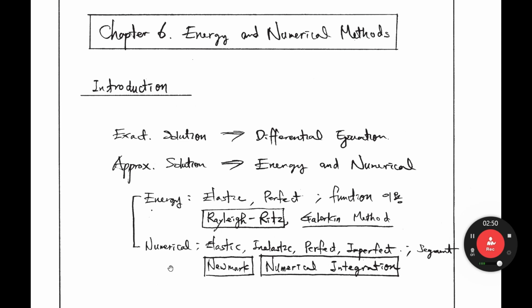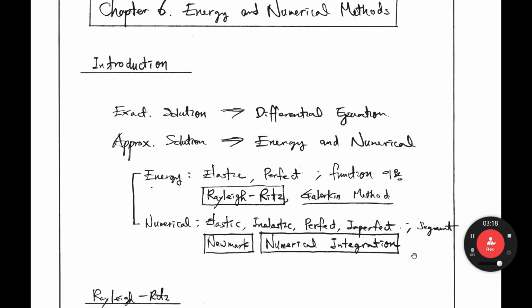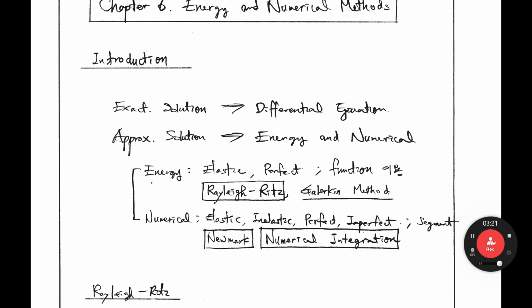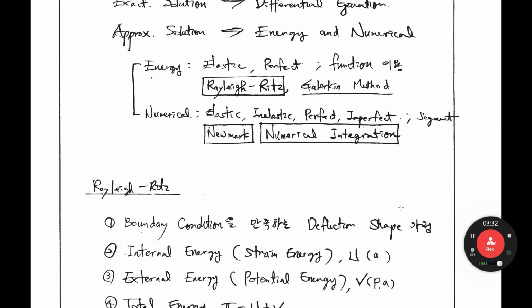With the numerical method, we can cover elastic and inelastic, and perfect and imperfect systems together. In the numerical approach, we make several segments of the beam and then we solve it. There are two ways, the Newmark method and the numerical integration method. Today I'll cover the Rayleigh-Ritz method among the energy approaches. Then what is the Rayleigh-Ritz method?